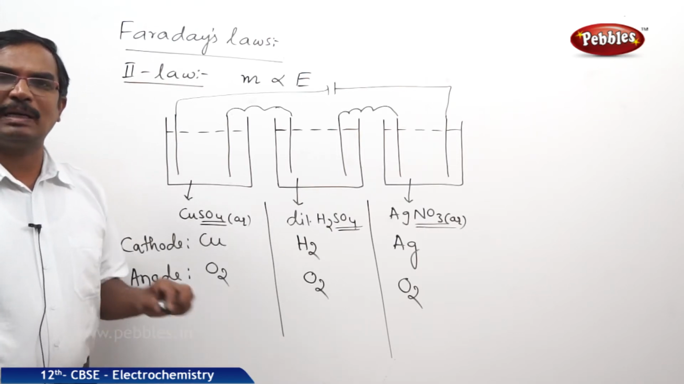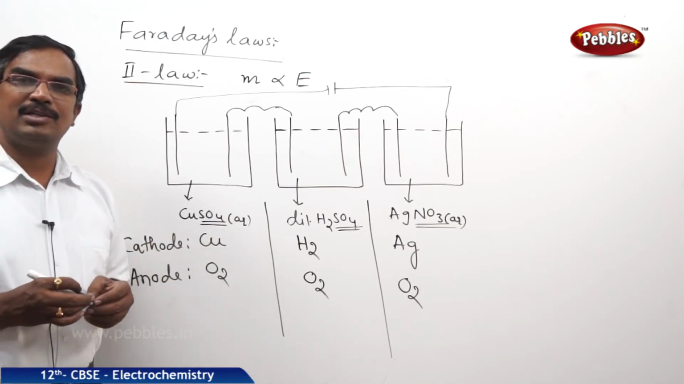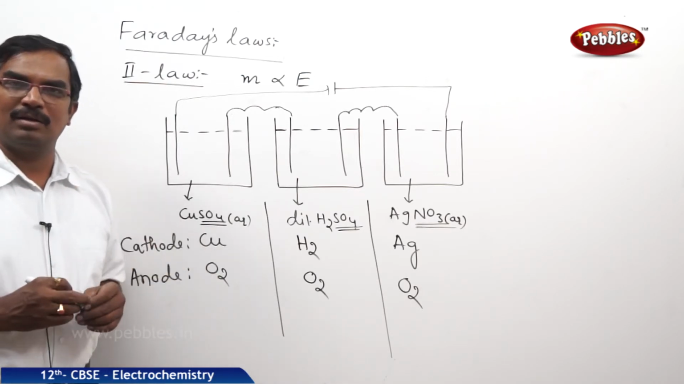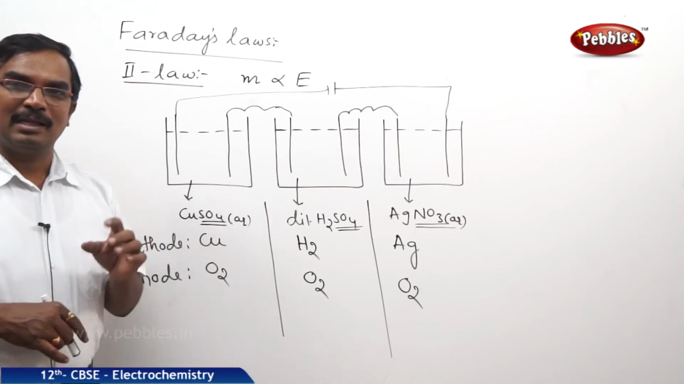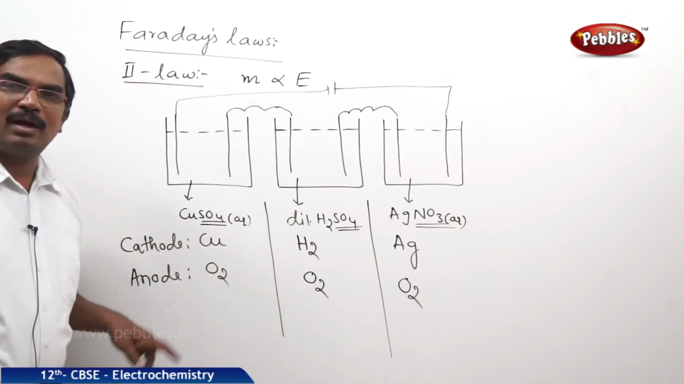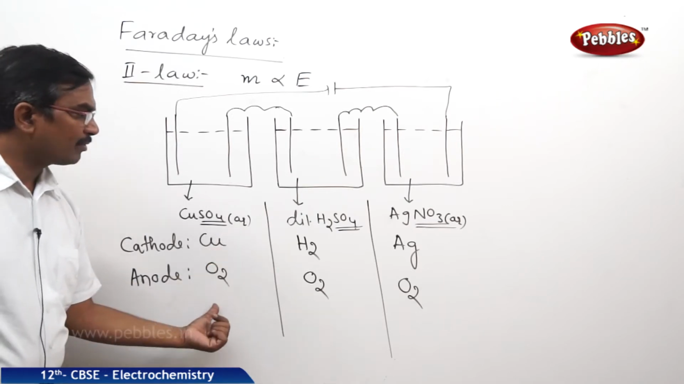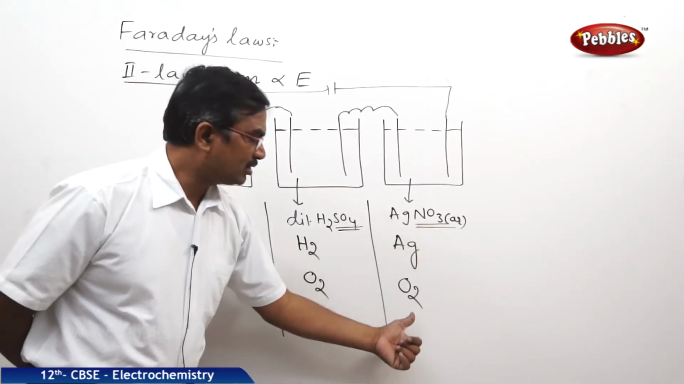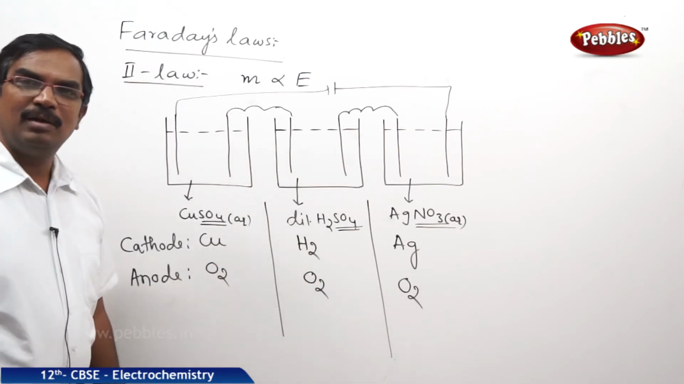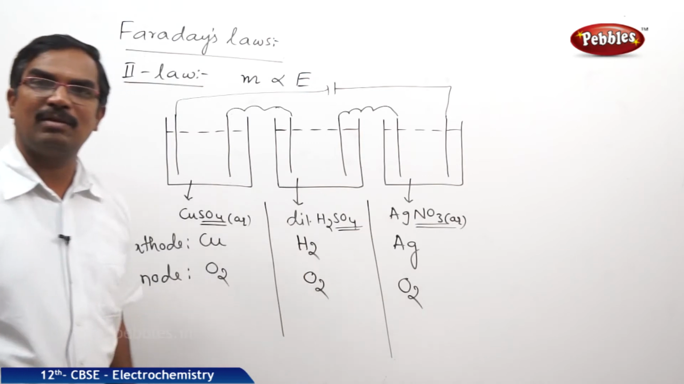So these do not participate in the electrode reaction because they require a large amount of deposition potential, which is not exactly available in the given circumstances. That's why, as we are using aqueous solutions in the respective cases, the water will split to give oxygen here, here also oxygen, here also oxygen. That means in all these three cases, the anodic product is oxygen. But coming to the cathodic product, in this case it is copper, it is hydrogen, it is silver.